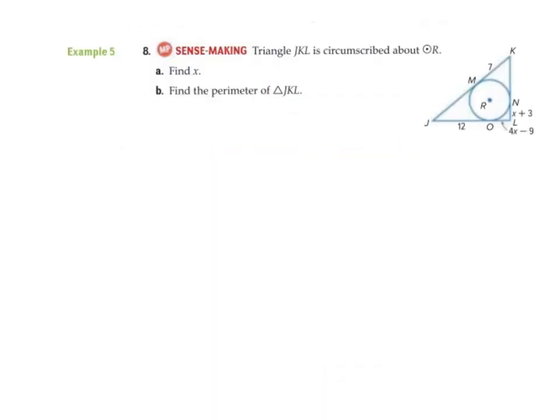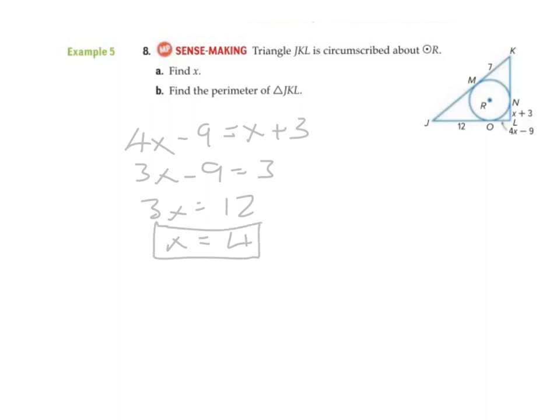Okay, first of all, we've got two sections for number 8: find x for part A and then find the perimeter. Well, you know that from O to L and L to N must be congruent, so you can put in your equation: 4x minus 9 equals x plus 3. Continue to solve: subtract x from both sides, so 3x minus 9 equals 3. Add 9 to both sides, 3x equals 12. Divide through by 3, x equals 4. So now we've found x, but don't forget we've got to plug it back in again.